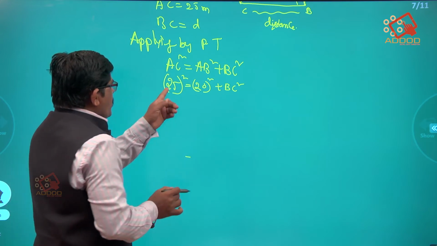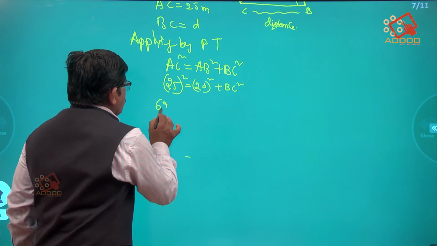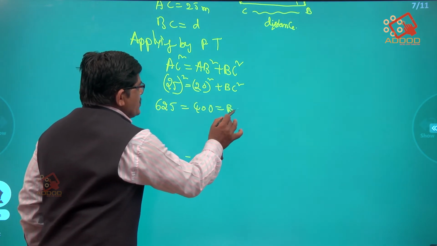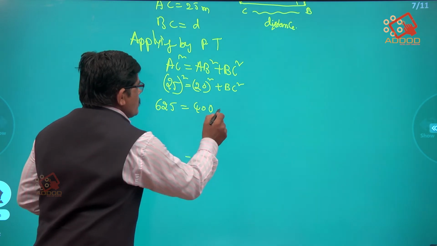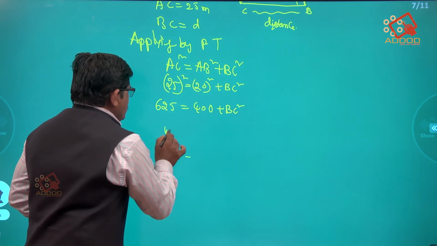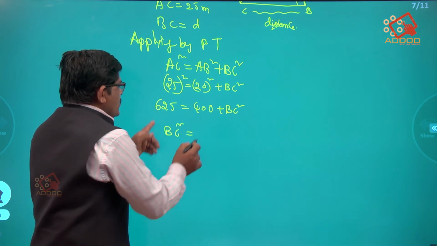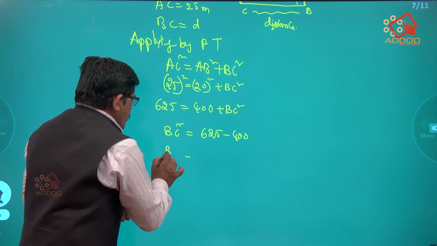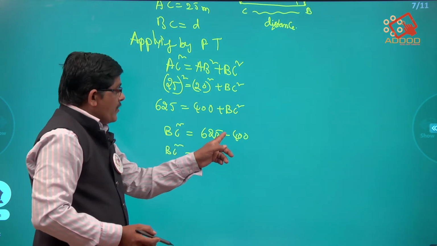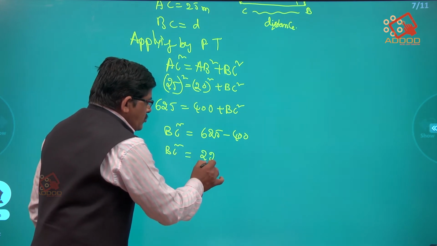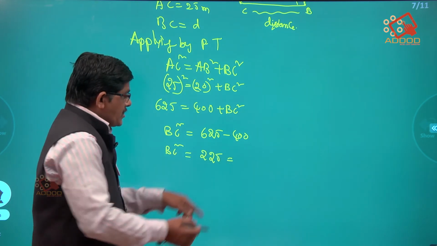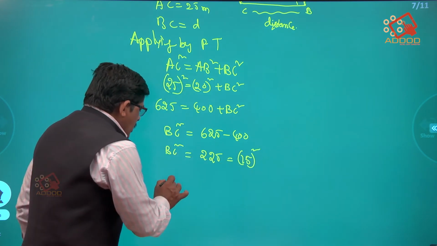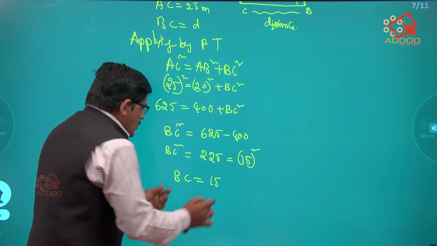Therefore, 25 square, 25 twenties are 625, is equal to 20 square, which is 400, plus BC square. Therefore, BC square is equal to 625 minus 400, which is 225. 225 can be written as 15 square. Therefore, BC square is equal to 15 square, so BC is equal to 15.